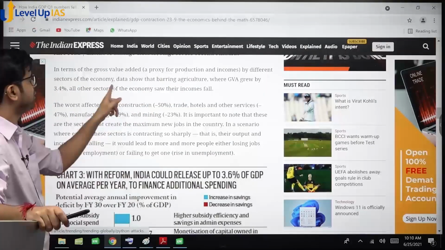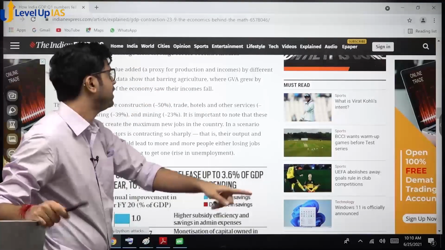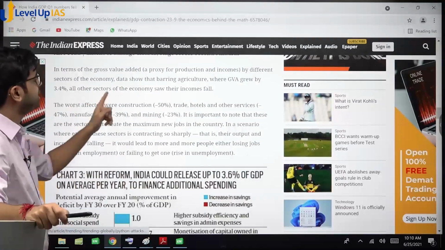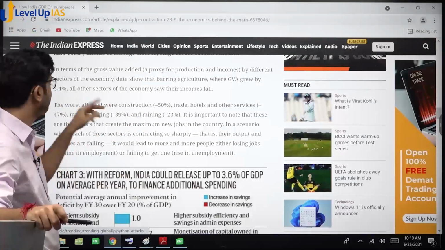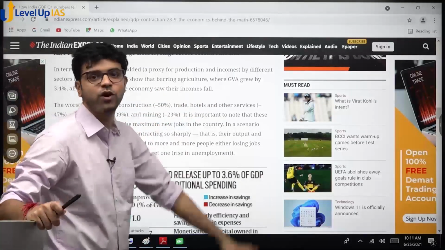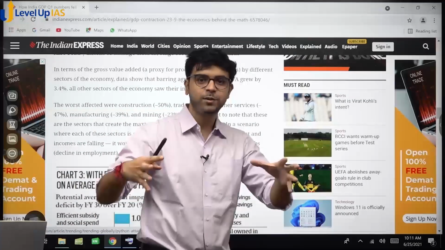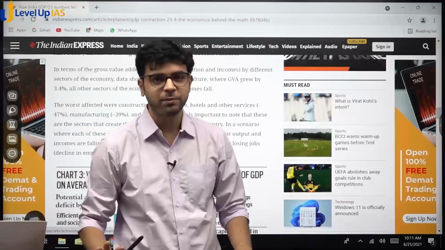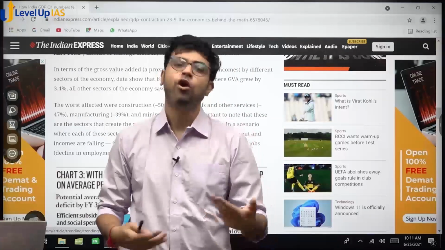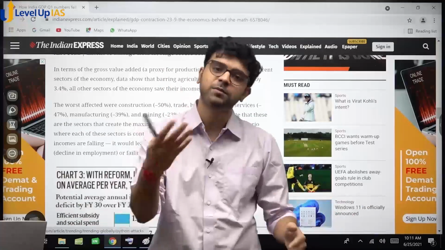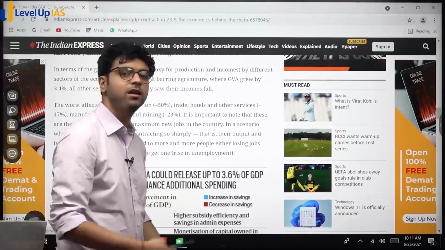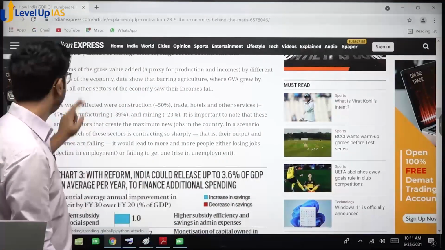GVA by different sectors of the economy, data showed that except agriculture, where GVA actually grew by 3.4%, this was revised to 4% by the way, all other sectors of the economy saw their incomes fall. So we saw GDP grew by minus 23.9%. Now we are looking at GVA. All sectors' GVA reduced except agriculture. Obviously, all sectors' GVA combined becomes GDP. Yes or no? So if GDP fell, then GVA must have also fallen except agriculture.